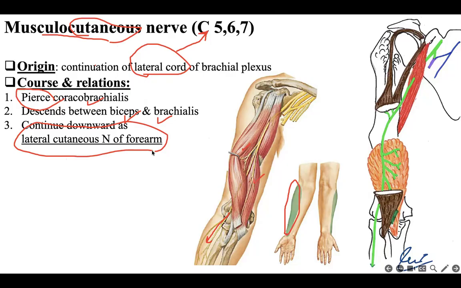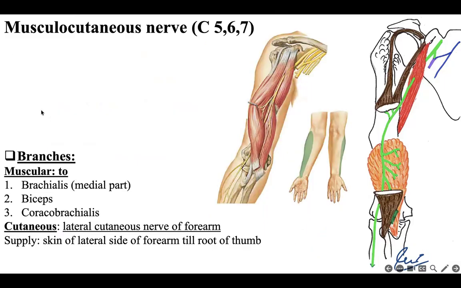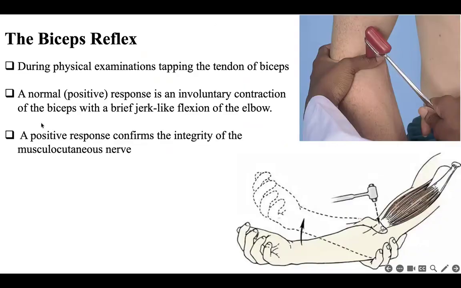So what is the origin of the lateral cutaneous nerve of the forearm? From the musculocutaneous. So this nerve supplies three muscles and supplies the skin of the lateral side of the forearm. You can test the muscle by what is called the biceps reflex. Just tapping your thumb, by the physician, with a hammer will produce involuntary contraction of the biceps. This means integrity of the nerve. The positive response means the nerve is intact.